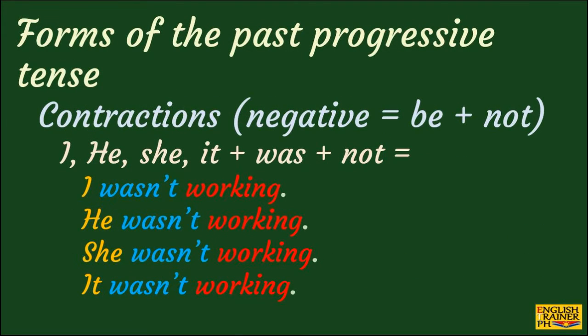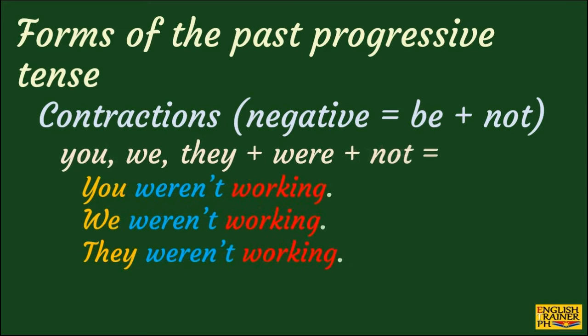For the negative though, we can contract was and not, and were and not. So, for the contractions, I wasn't working, he wasn't working, she wasn't working, it wasn't working. For the plurals and you, it would be you weren't working, we weren't working, they weren't working.